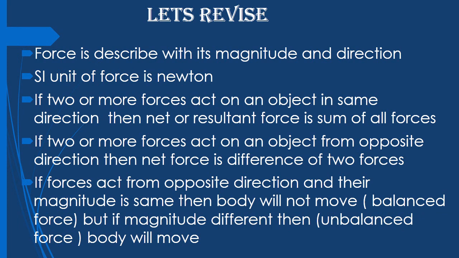If two or more forces act on an object in same direction, then the net or the total force or the resultant force is sum of all the forces. If two or more forces act on an object from opposite direction, then net force is difference of the two forces. If force acts from opposite direction and their magnitude is same, then body is not going to move. We say balanced forces. But if magnitudes are different, then the body will move and they have unbalanced forces.